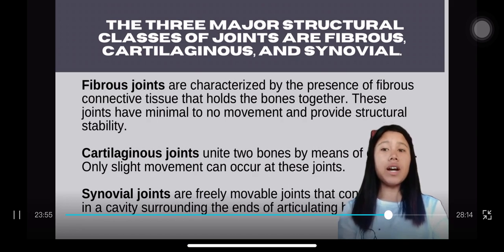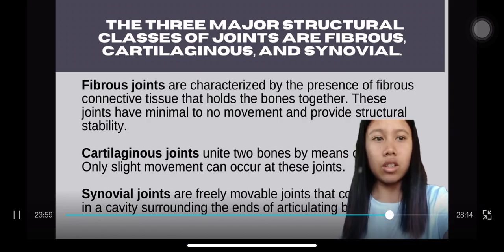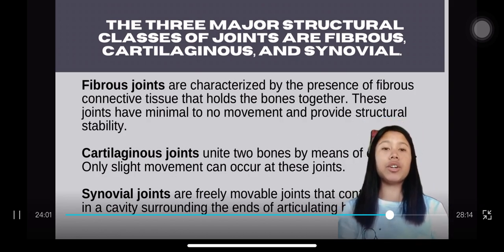Several features of synovial joints are important to their function. So we have articular cartilage. The articular surfaces of bones within synovial joints are covered with a thin layer of articular cartilage, which provides a smooth surface where the bones meet. So let's proceed to the joint cavity.